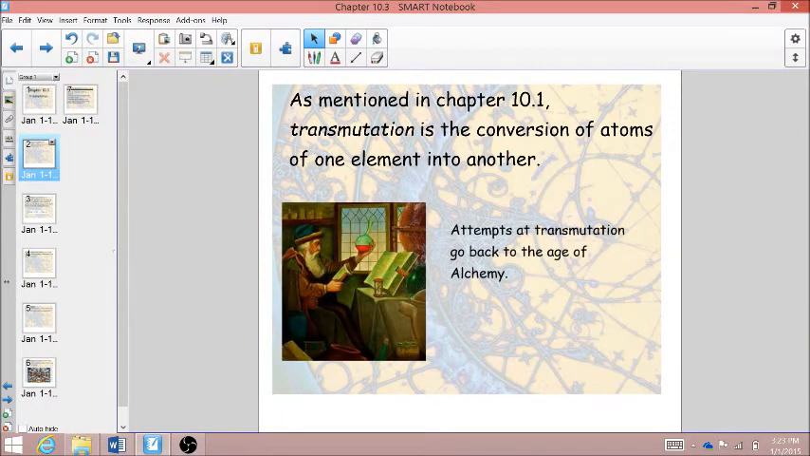And attempts at transmutation go back to the age of alchemy in the 1500s and even before. Alchemy was mainly the predecessor of chemistry, and the ultimate goal of most alchemists was to make gold out of things that were really common, like lead and mercury. While this is not considered strong science anymore and is not considered chemistry, the alchemists did do a lot of things that came before chemistry and led us to a lot of the discoveries we know today.